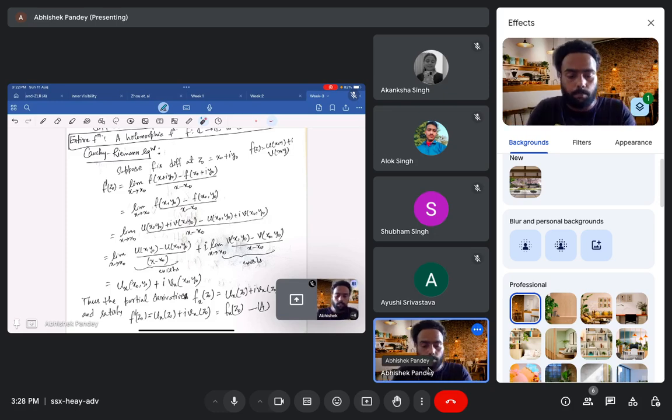Now you can just take the real part one side, imaginary part one side. So it will be limit x tends to x naught of u of x comma y naught minus u of x naught comma y naught upon x minus x naught, plus i limit x tends to x naught, you will get this quantity. Now this limit exists. Why?